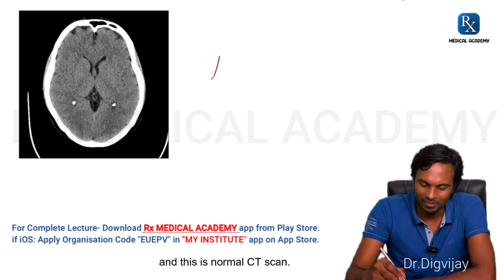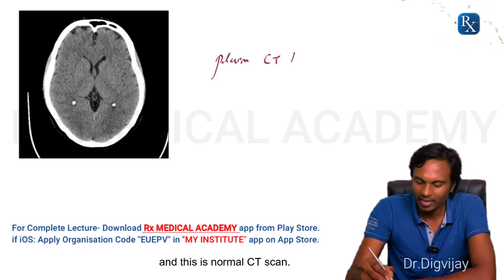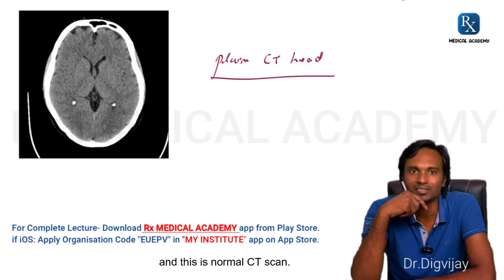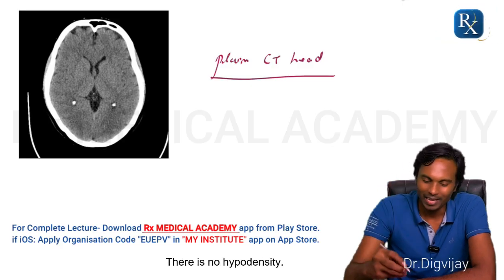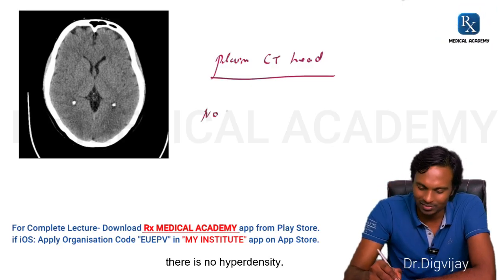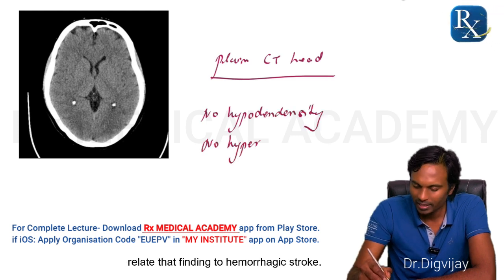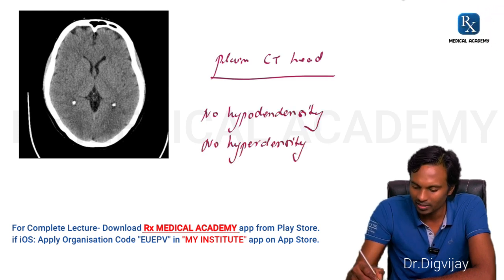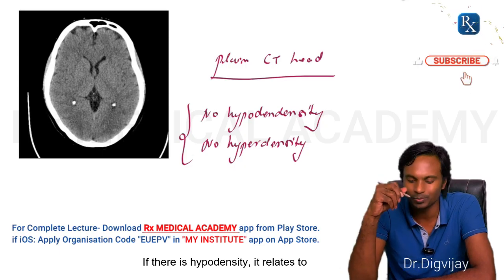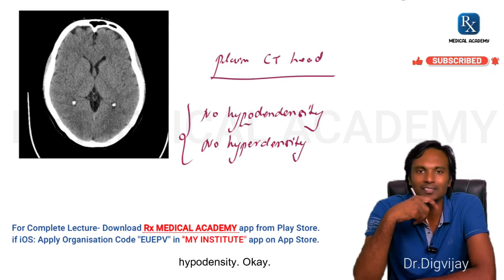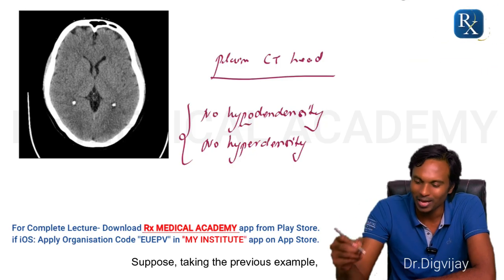Right, here you can appreciate plain CT head, and this is normal CT scan. Okay, we have already discussed about transient ischemic attack, and this is normal CT scan. There is no hypodensity, there is no hyperdensity. In case there is hyperdensity, you can relate that finding to hemorrhagic stroke. If there is hypodensity, it relates to ischemic stroke, but in this particular case there is no hypodensity.